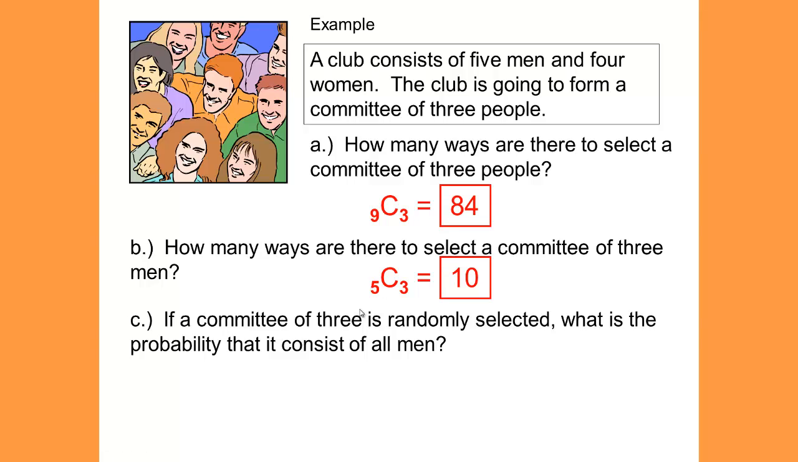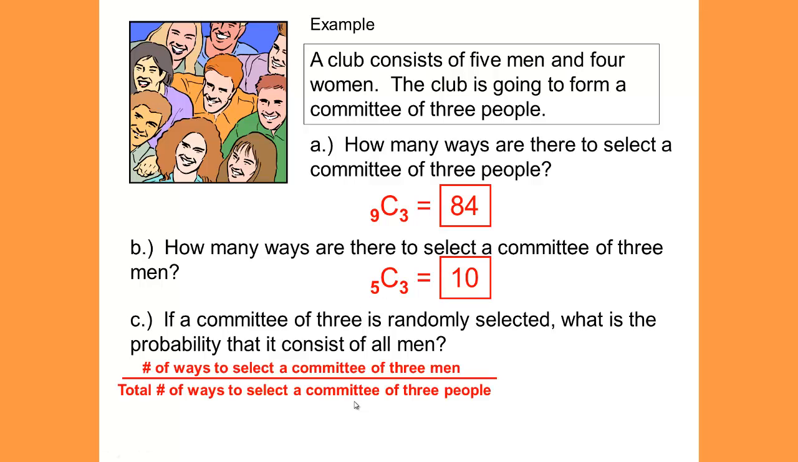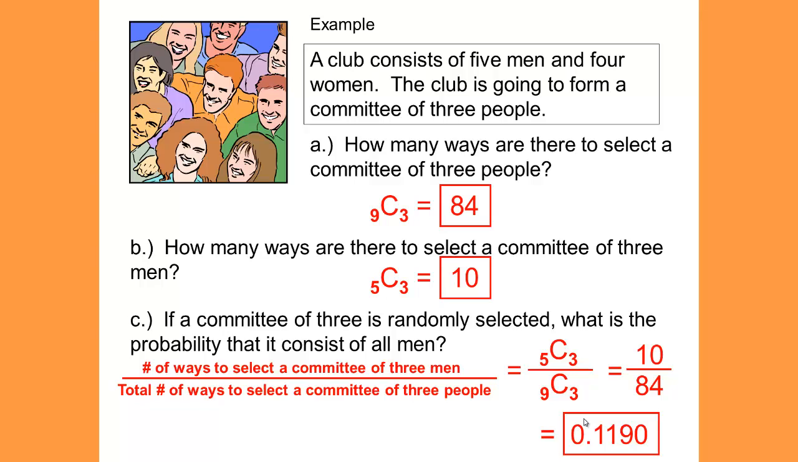If a committee of 3 is randomly selected, what is the probability that it consists of all men? Well, there are 84 different committees from this club, and the men themselves have 10 committees amongst themselves. So the number of ways to select a committee of 3 men divided by the total number of ways that a committee can be selected of 3 people from the club would be our probability, or 5C3 over 9C3, which would give us 10 over 84, and again doing the calculations would give us 0.1190. Again, notice because it's asking for a probability that the answer to C is a number between 0 and 1, whereas questions A and B are asking how many, and they are large whole numbers.